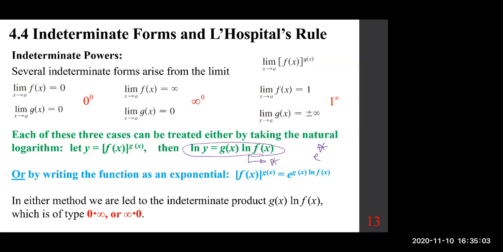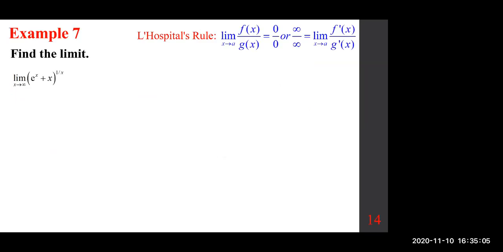So here's an example. The limit of e to the power of x plus x to the power of 1 over x as x approaches infinity. I hope you see that this is infinity because it's e to the power of infinity. This is infinity. The whole thing becomes infinity, and 1 over infinity is 0. So you're looking at infinity to the power of 0.